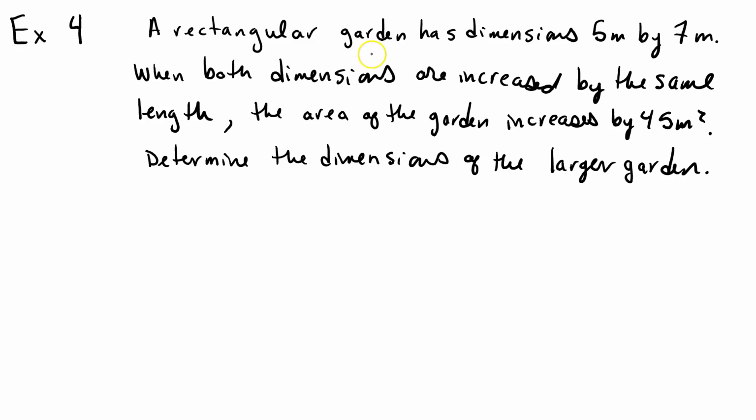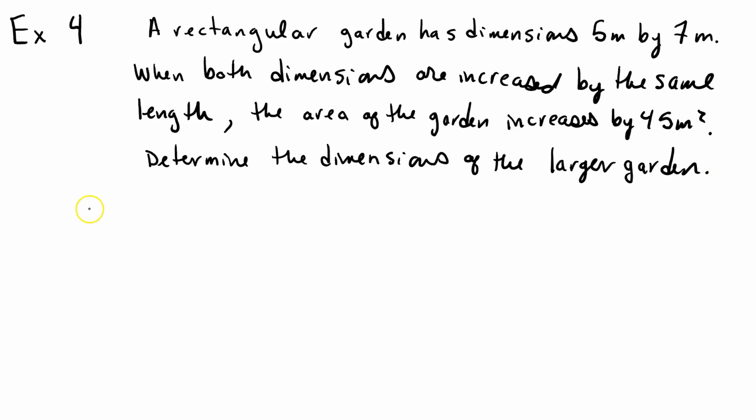A rectangular garden has dimensions of 5 meters by 7 meters. When both dimensions are increased by the same length, the area of the garden increases by 45 meters squared. Determine the dimensions of the larger garden.